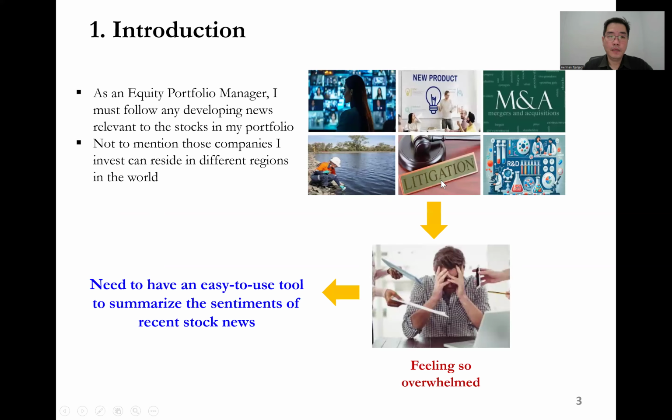Okay. So as a background, I work in the financial market. I work as an equity portfolio manager. And that job requires me to follow any developing news relevant to the stocks in my portfolio. So I need to have an easy to use tool that can be used to summarize the sentiments of recent stock news related to the ones in my portfolio. Otherwise, I can be overwhelmed because in any week, I can read hundreds of stock news. So it's really time consuming and it's really a huge task.